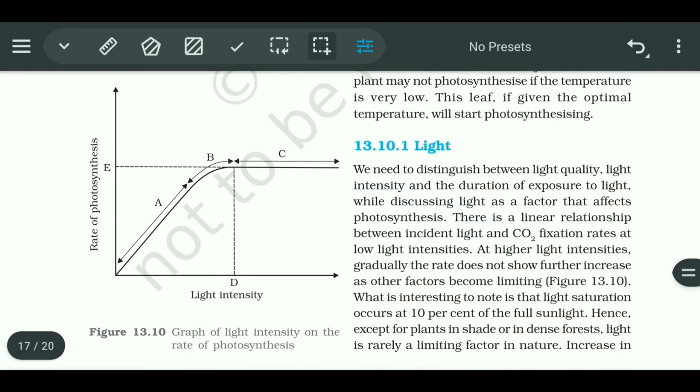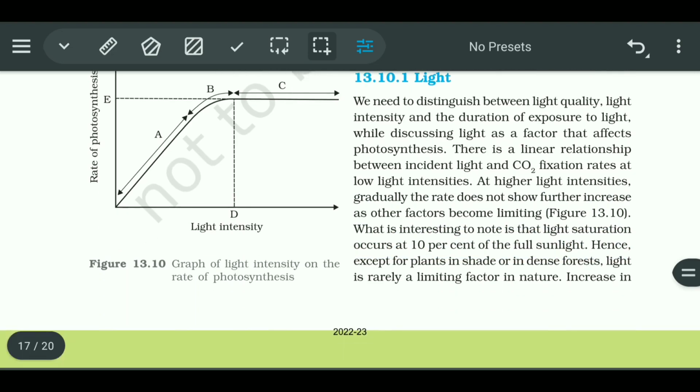13.10.1 Light. We need to distinguish between light quality, light intensity, and the duration of exposure to light. While discussing light as a factor that affects photosynthesis, there is a linear relationship between incident light and CO2 fixation rate at low light intensities. At higher light intensities, gradually the rate does not show further increase as other factors become limiting. What is interesting to note is that light saturation occurs at 10% of the full sunlight.